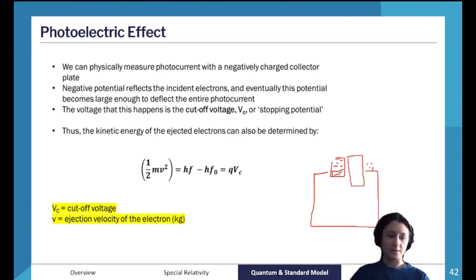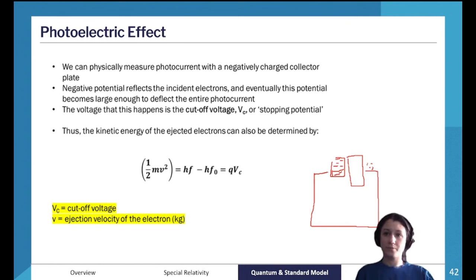That is the cutoff voltage. Remember, voltage is like the potential difference around the circuit. So after a certain point, the electrons on the other side will be too much. The negative charge will be too much, and then none of the photocurrent will want to come around.